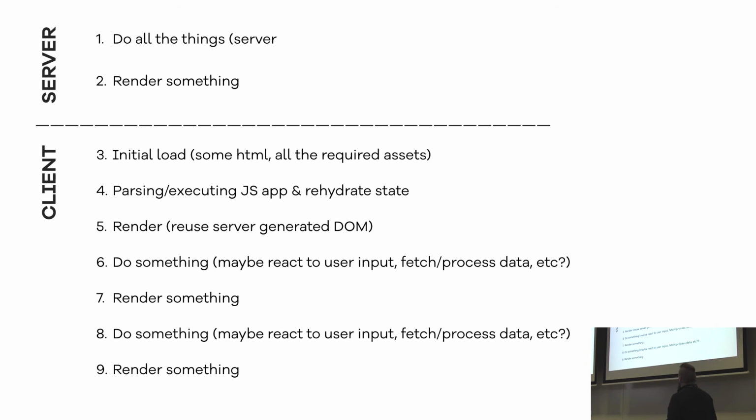And here's a quick step-by-step of the universal web application. It starts with the server. You figure out all the data requirements. You make some API requests to your backend API. You figure out the data. You render some kind of a UI for the user. Then you send it to the user's browser.